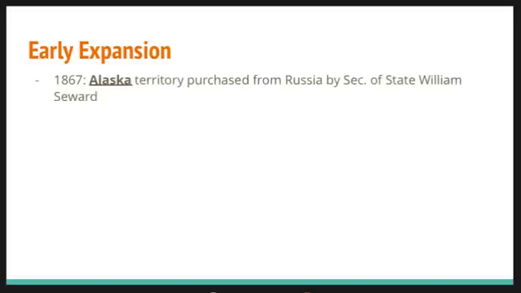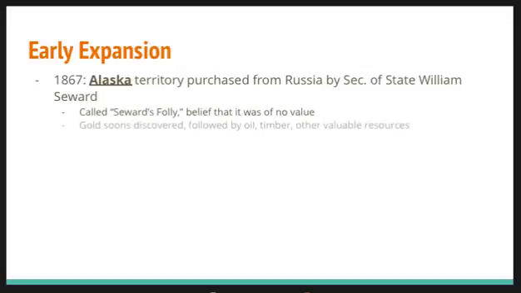So in 1867, the Alaska Territory was purchased from Russia by then Secretary of State William Seward. Initially it was called Seward's Folly because nobody thought there was anything up there except for ice and polar bears. But gold was soon discovered, followed by oil, timber, and other valuable resources. And so a good number of people headed up there and were glad that Alaska was part of the United States. In fact, it became the 49th state in 1959.